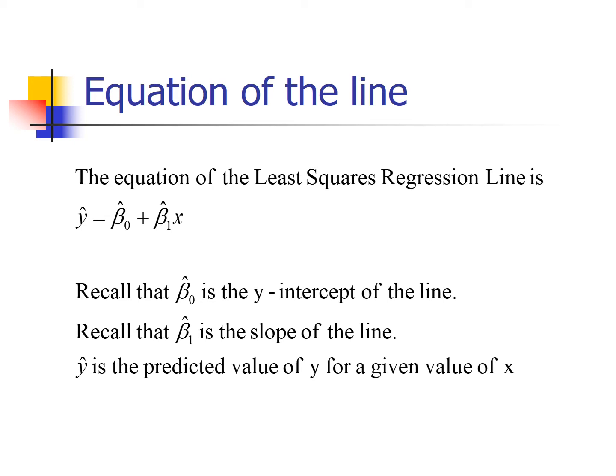Now, this is just different labeling of what we already know from math class. Remember, generally in math class you call it y equals mx plus b. So, the number next to the x, that's our beta 1 hat, that's the slope of the line. The number by itself, that's the beta naught hat, that's the y-intercept of the line.